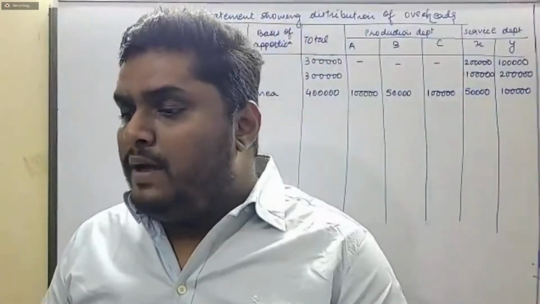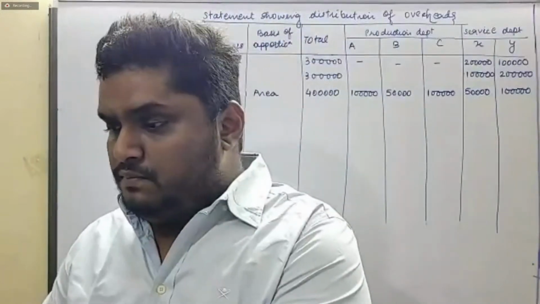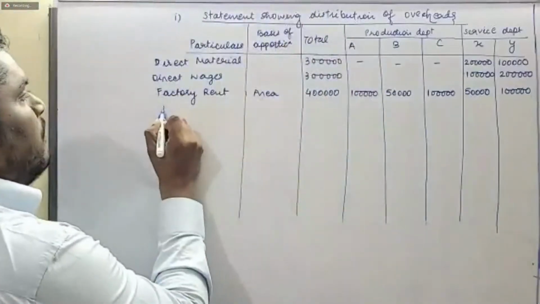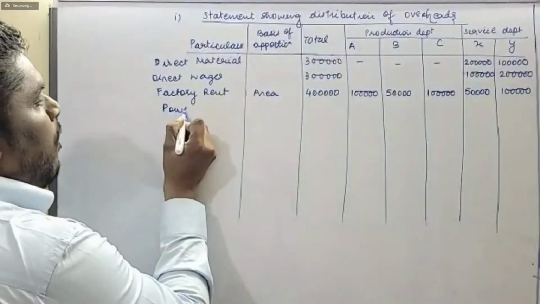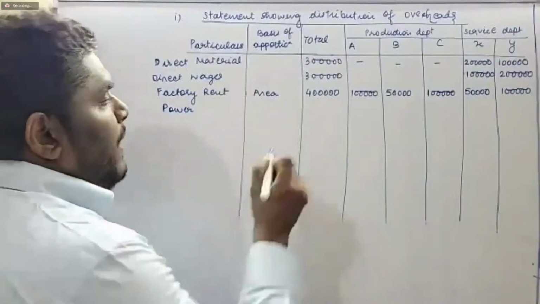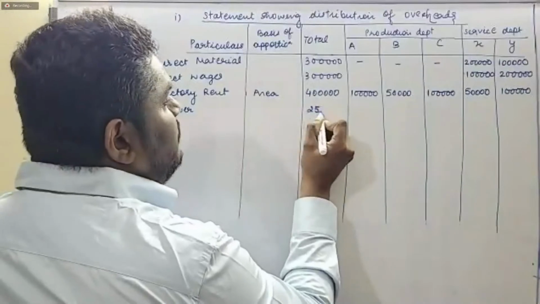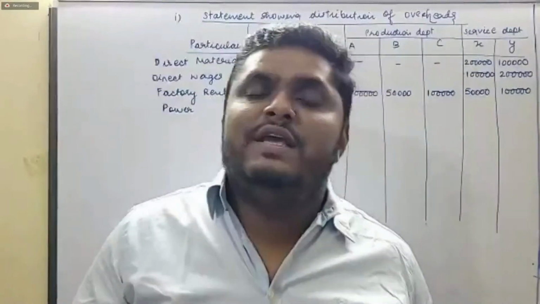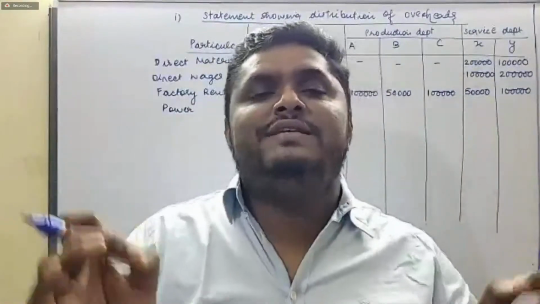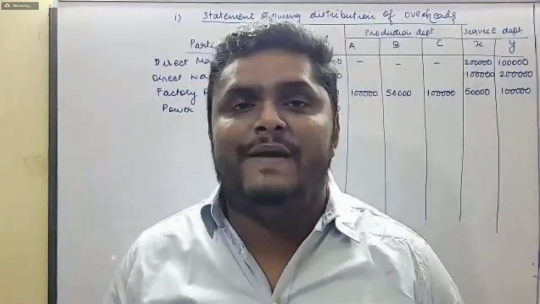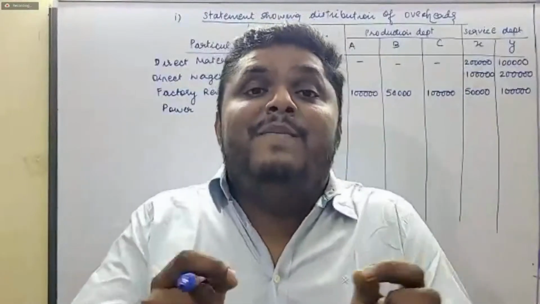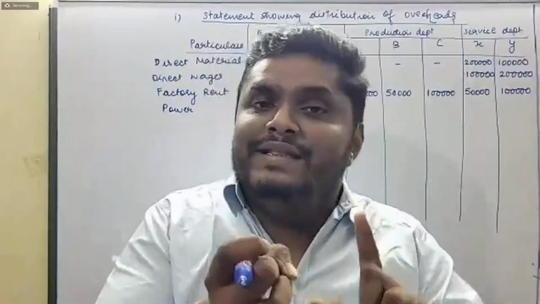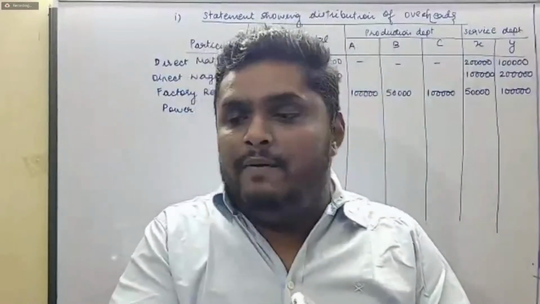Now next is power. Power cost is 2,50,000. In general, the power cost, if no information is given in the question, is to be distributed in the ratio of horsepower of machine. But herein, machine hours are also given in the question. So we will consider both the elements, that is machine hours as well as horsepower of the machine.